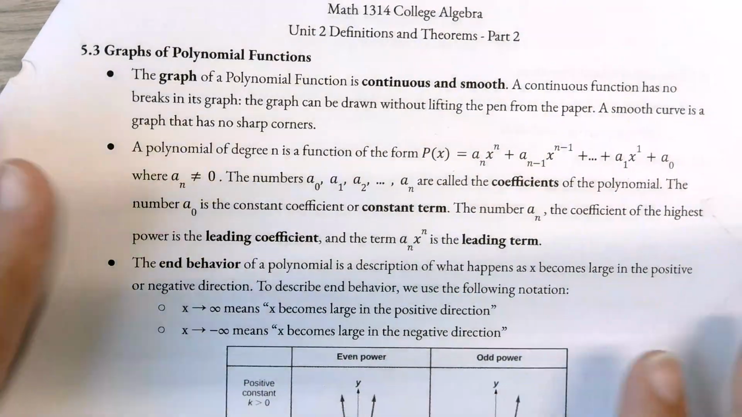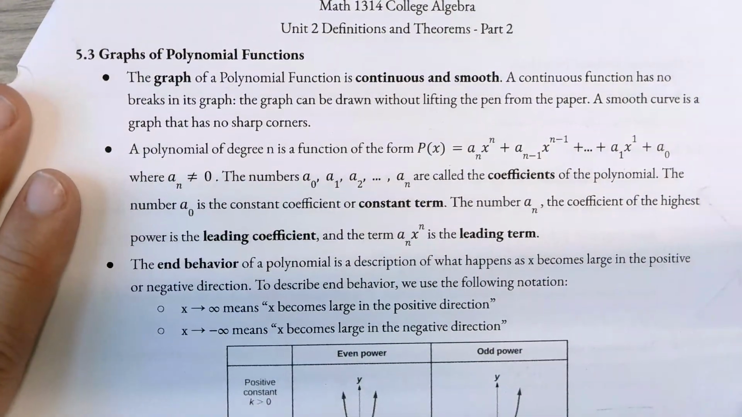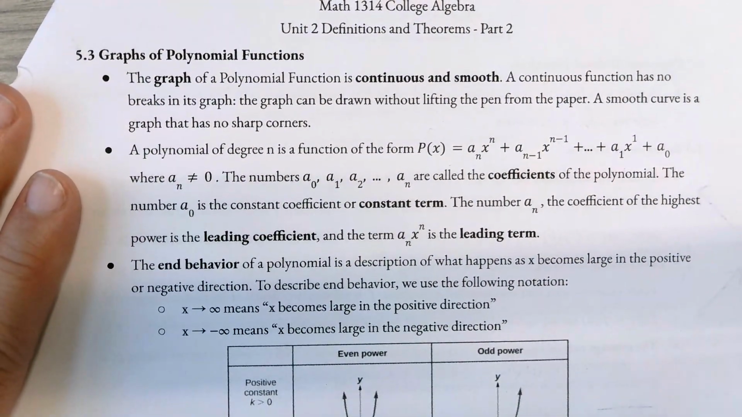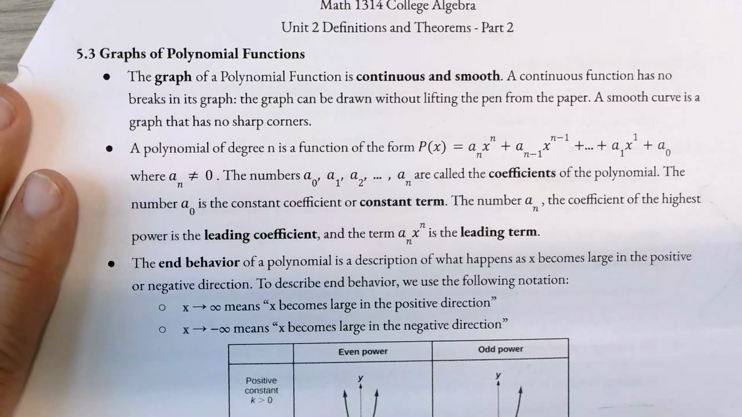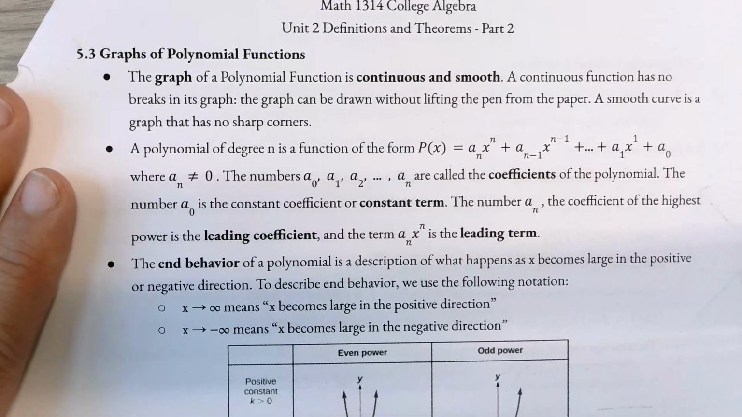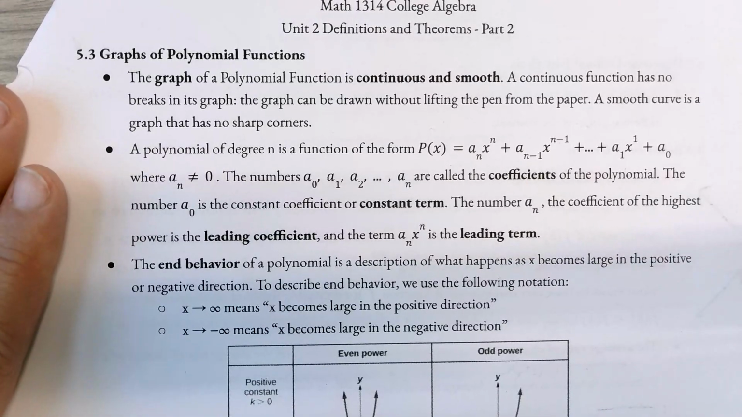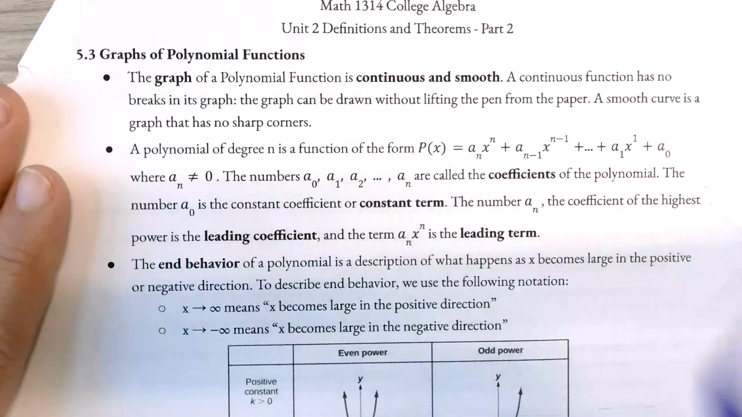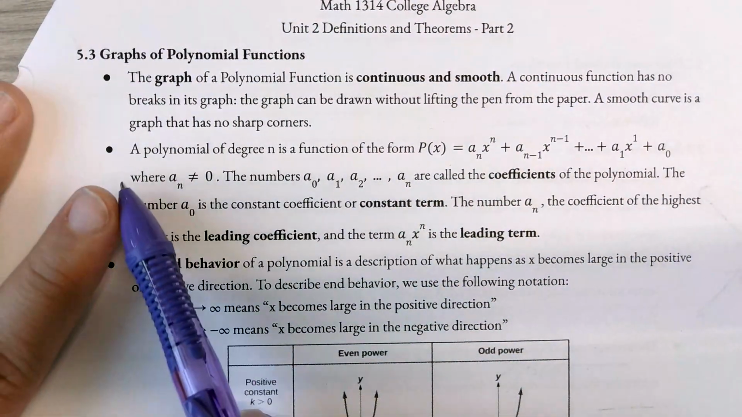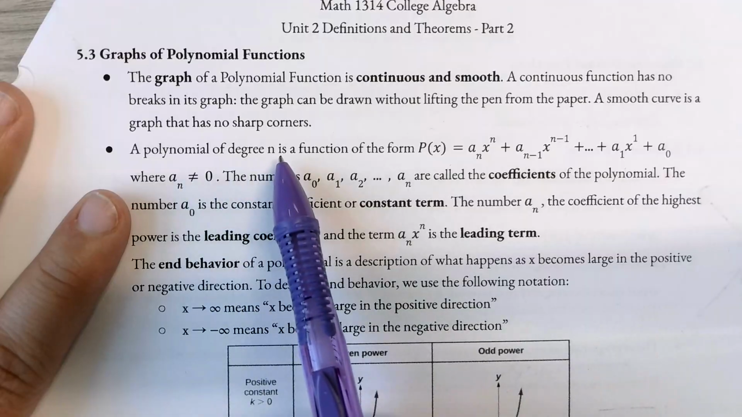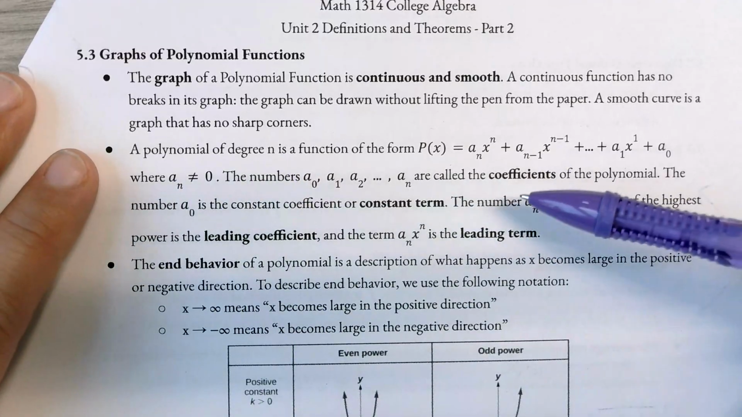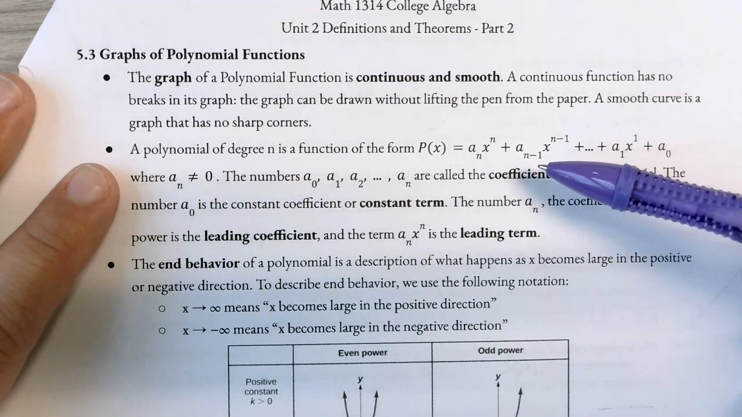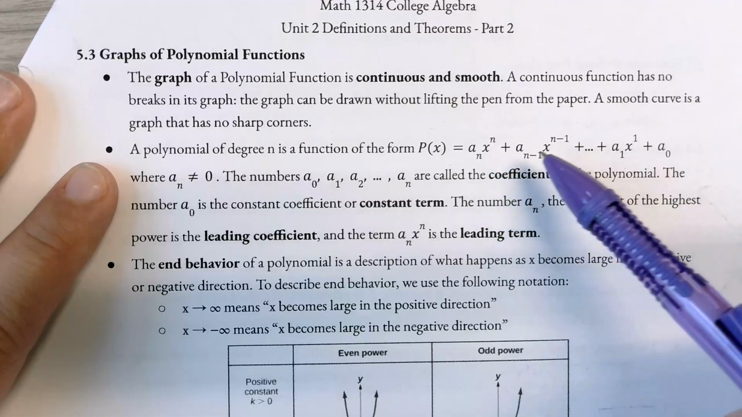Okay, this video is all about polynomial functions. So I'm going to start off with your definitions and theorems page for the definition of a polynomial. So I'm on page 4 of Unit 2's definitions and theorems. What we want to look at is the formal definition of a polynomial, and that is this second bullet point. This is the equation for a polynomial.